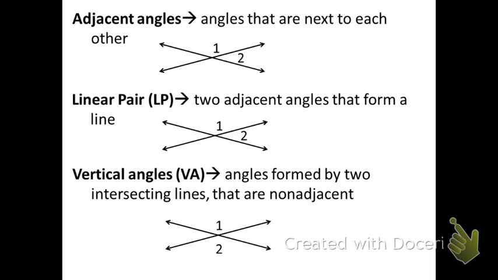Vertical angles are angles that are formed by two intersecting lines, and they are non-adjacent, so they are not next to each other. I like to tell my students that these are the kinds of angles that form an X. And we can see that if angle 1 were 150, then angle 2 would also be 150. So we can even say that vertical angles are congruent. They're exactly the same.